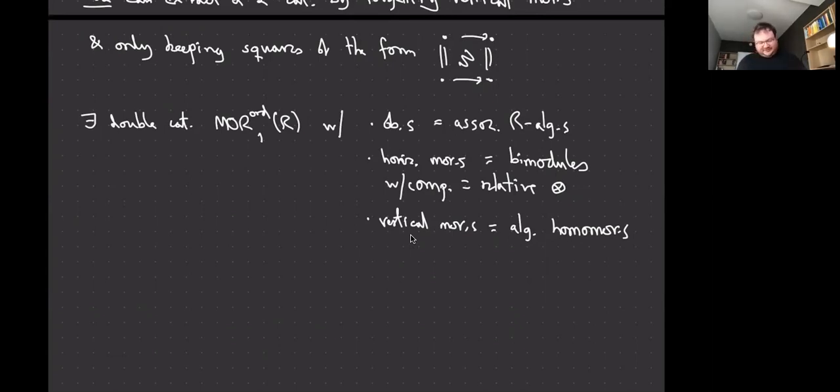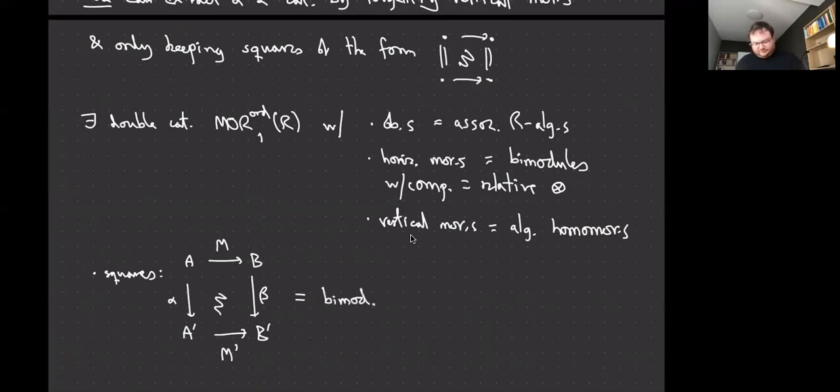Right, and then we have squares. A square is supposed to be related to homomorphisms. So the boundary of the square will be an A-B bimodule, two homomorphisms in the vertical direction, and then an A prime, B prime bimodule, M prime. And the data of the square is a bimodule homomorphism from M to M prime, regarded as an A-B bimodule via the maps alpha and beta that we specify.